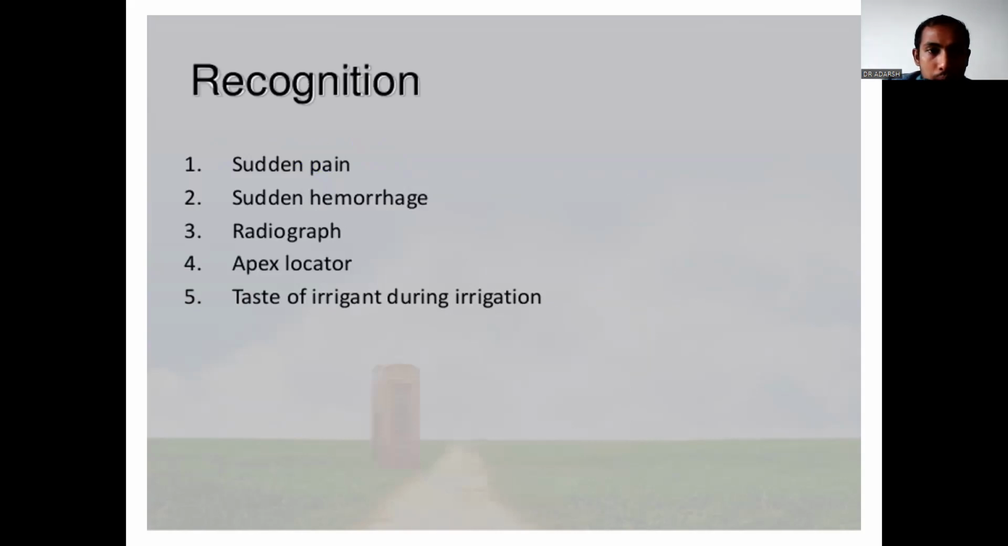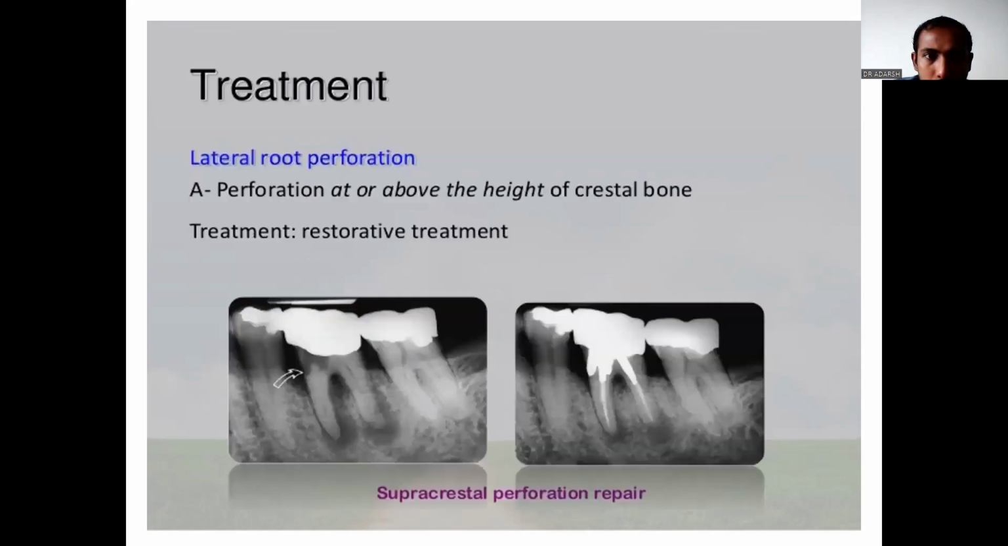And if you come across a perforation, how can you recognize it? The patient may complain of sudden pain. There will be immediate or sudden hemorrhage within the pulp chamber, and with a good radiograph, we can easily recognize the perforation defect. An apex locator gives an important clue. And when you irrigate, you can feel a taste of the irrigant in the mouth. These are all indications of perforation.